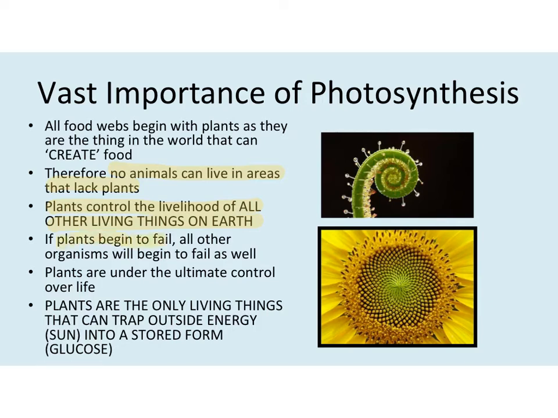Now, if plants begin to fail, all other organisms will fail as well. If we lose plants, every living thing on Earth is going to die. Okay? Plants are under the ultimate control of life. Okay? They control every other living thing.